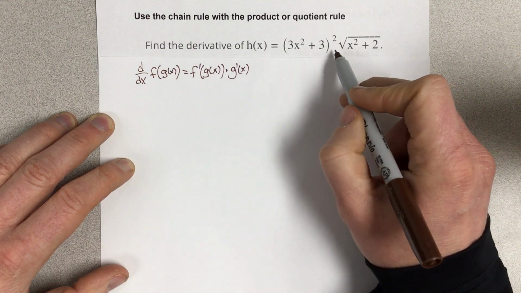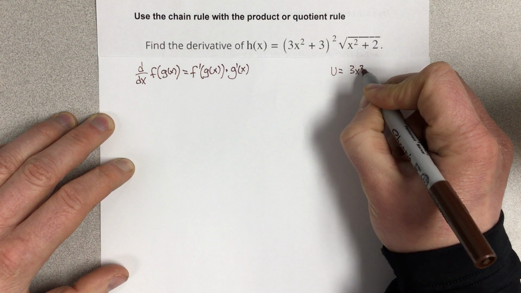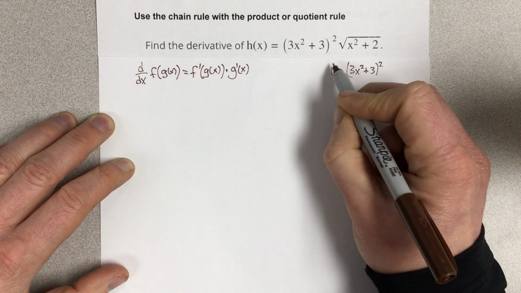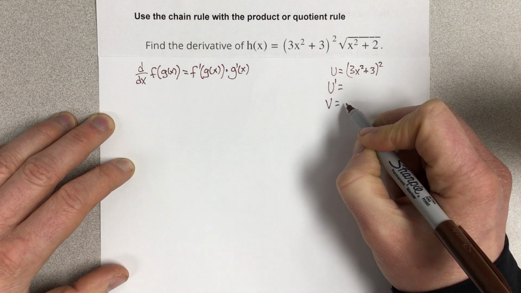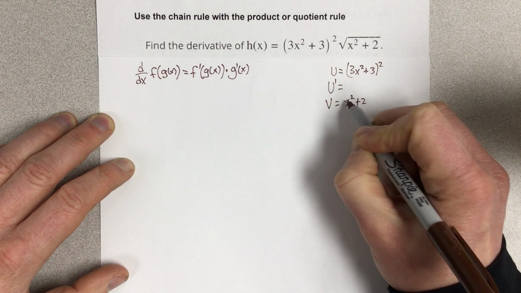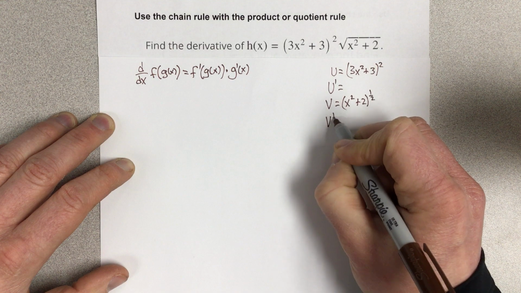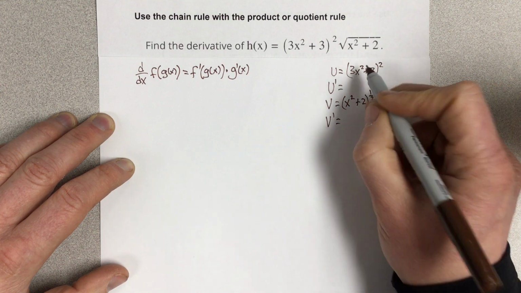Before I can use the chain rule, I've got to start with the product rule. I'm going to say that u is equal to (3x squared plus 3) squared, then v is x squared plus 2. Instead of writing the root, I'm going to write that to the 1/2 power. And then u prime and v prime would be the derivatives using the chain rule.